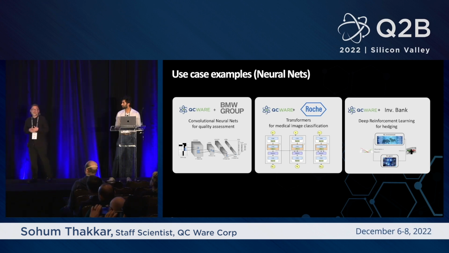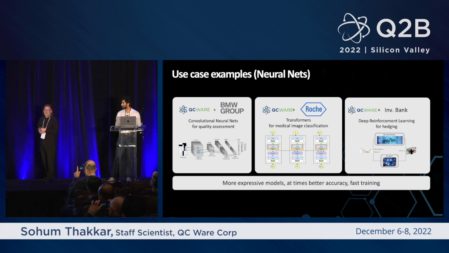In all of these use cases, what we found is that using our neural network techniques can give at times more expressive models, meaning models with much fewer parameters, better accuracy, and very fast training, meaning that we can actually train scaled-up architectures with real-world data sets.